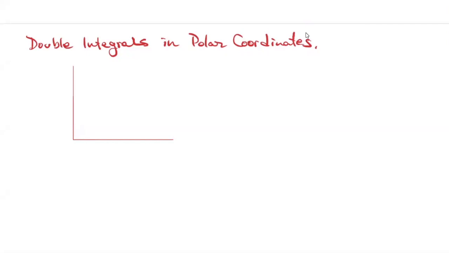So what I'm going to do here is draw a region with rays extending out from the origin like this, and boundaries like this. I don't like those boundaries very much, so I'm going to make it better. Okay, so this is our region R.